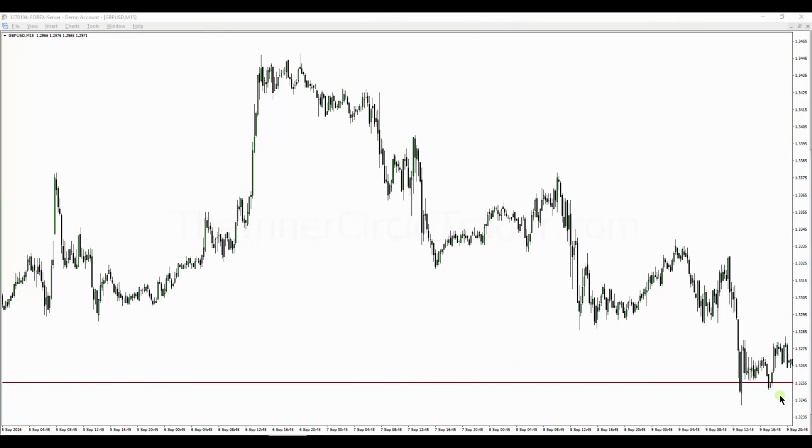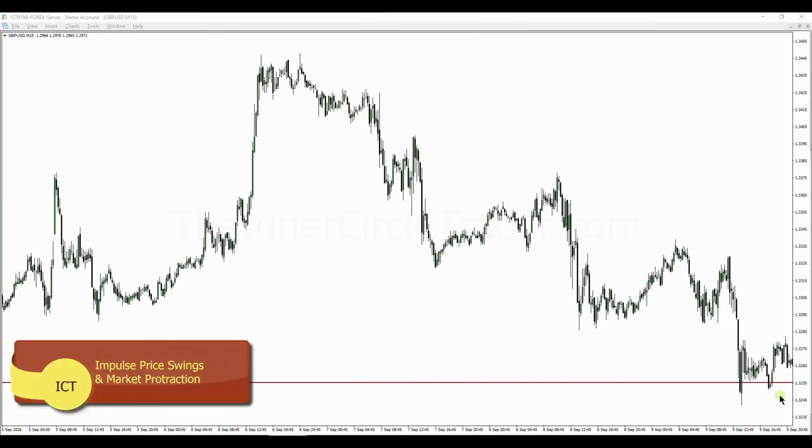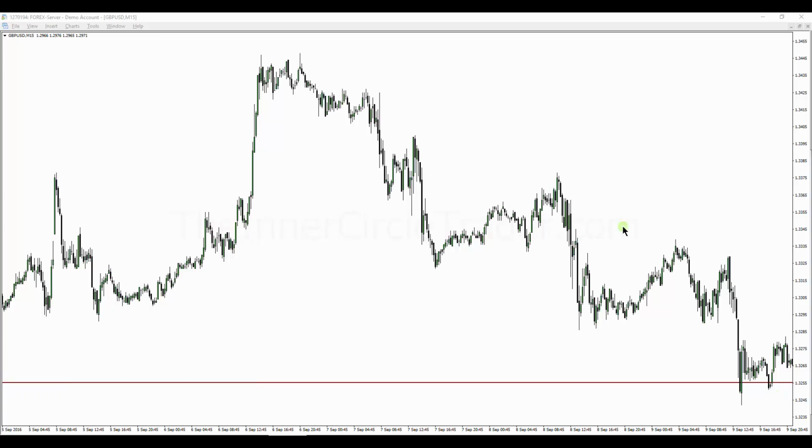Okay, folks, we're going to be looking at impulse price swings and market protraction. Very similar ideas, but uniquely different. I'm going to first talk about impulse price swings.